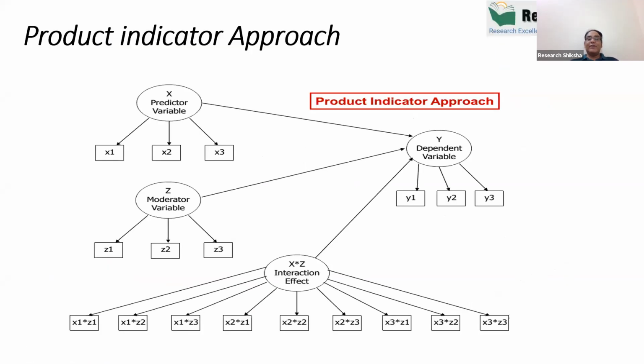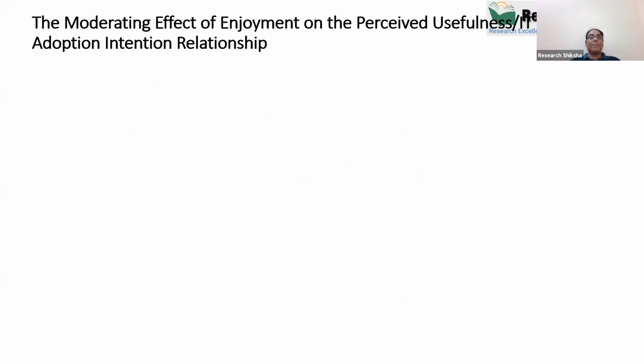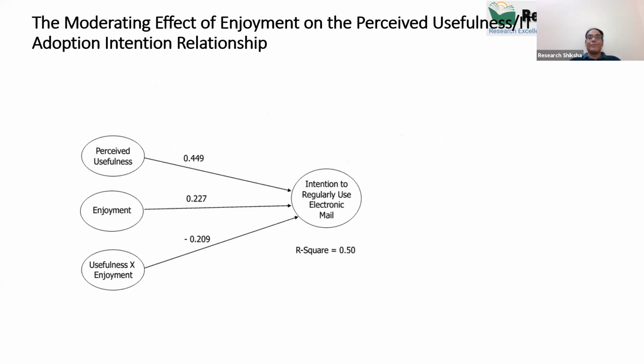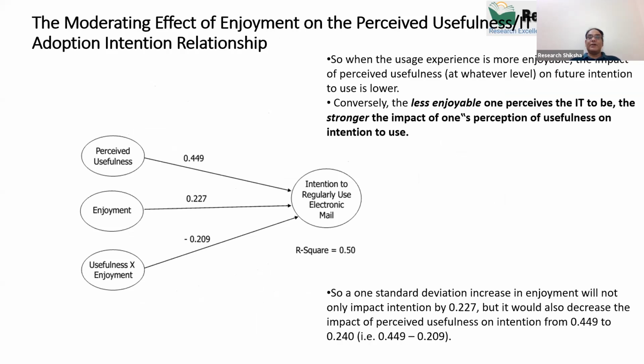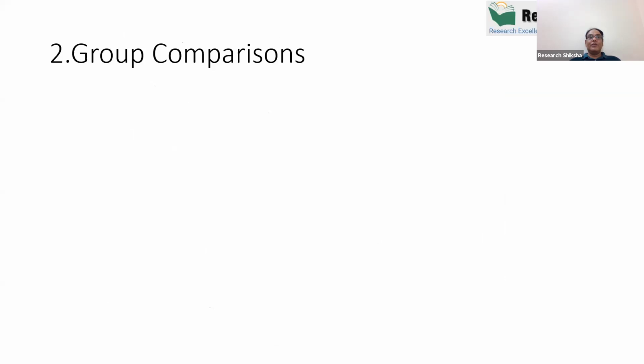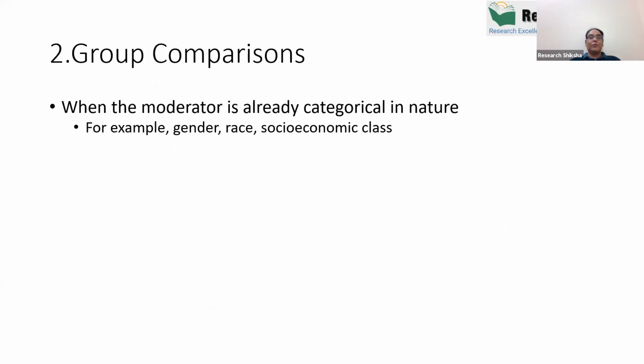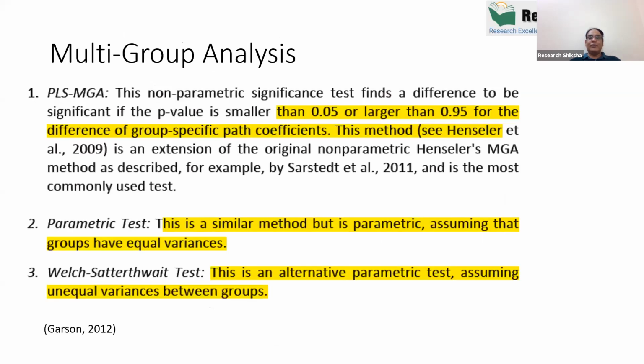Similarly, in PLS, we have this product indicator approach, which is quite popular in PLS. Okay. So these are the different examples of moderation effect. Group moderation effect is also a moderating effect.